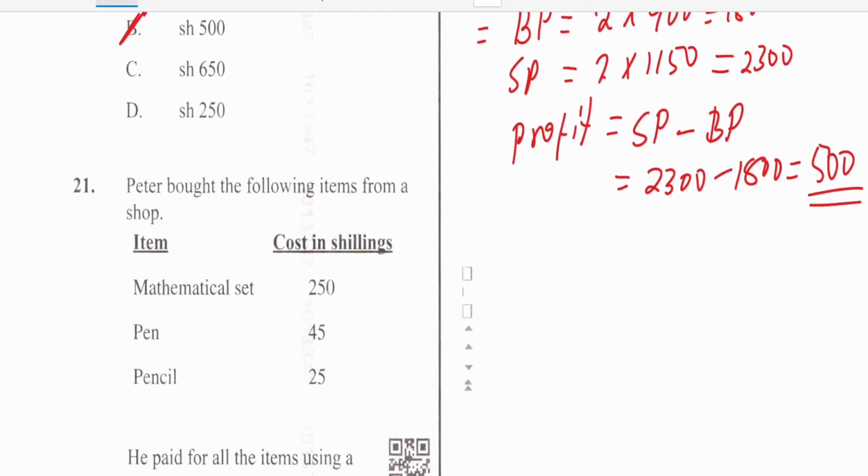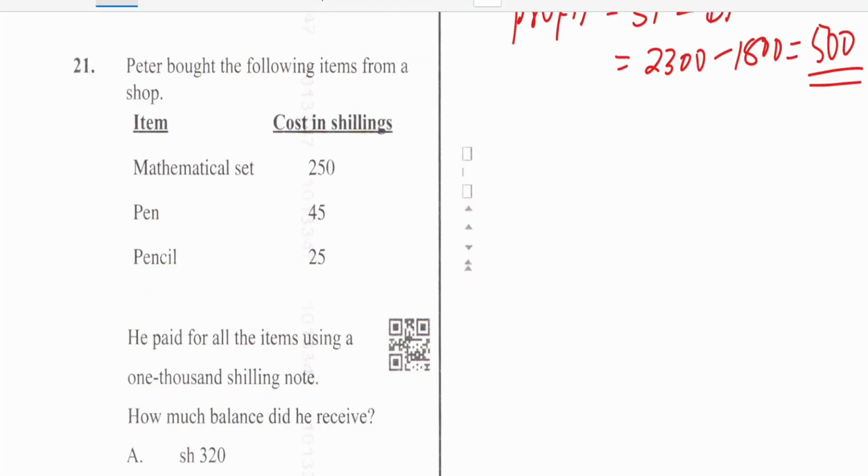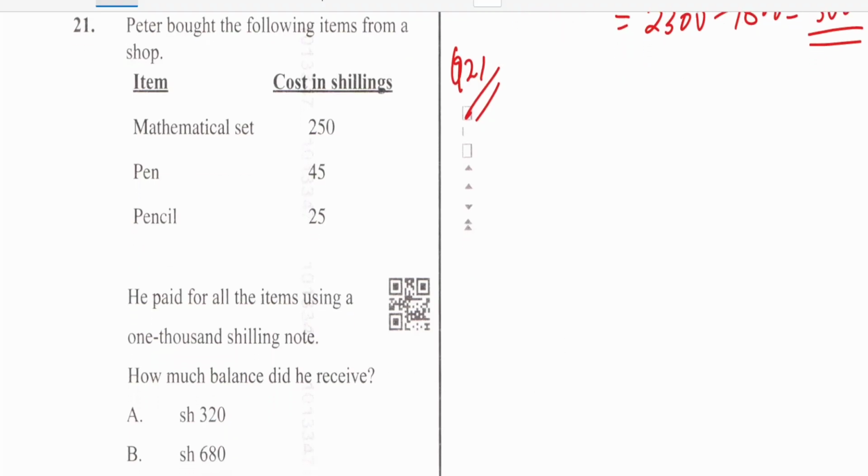Now let's go to question 21. Peter bought the following items from my shop. The mathematical set costs 250 shillings. Pen costs 45 shillings, pencil costs 25 shillings. Okay, it's a very expensive pencil and a very expensive pen. But we've been told that he paid for all the items using a 1,000 shilling note. So how much balance did he receive?